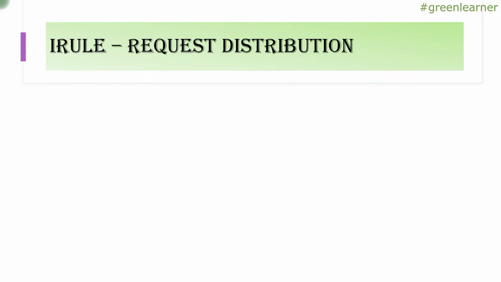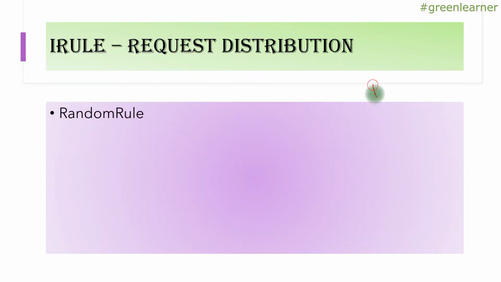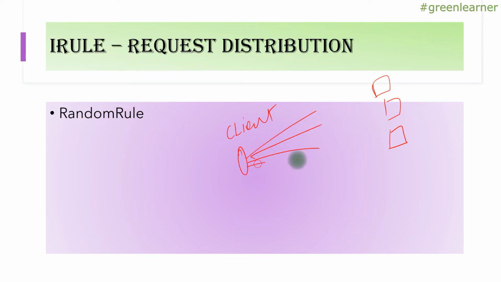What is the rule by which it is going to distribute the load on the different instances that are available? The first one for that is the random rule. If you have 3 instances and this is the client, requests are coming from here. The random rule implementation randomly picks any instance from here and passes the request on to it. The first request can go here, the second can come here, and the third can also go here. It is not guaranteed that all the servers will be getting the request.